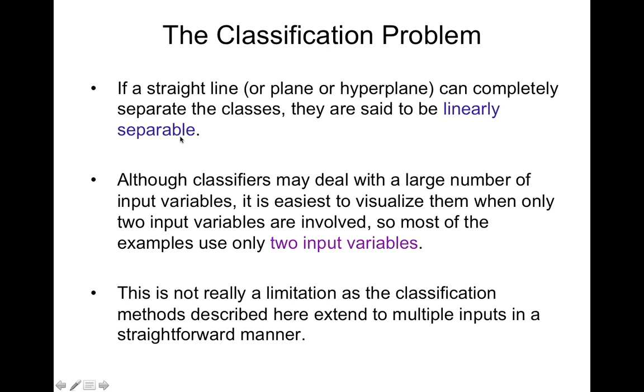If a straight line or plane or hyperplane can completely separate the classes, then they're said to be linearly separable. A plane would be if we had 3 variables. A hyperplane would be if we had more than 3 variables. Now, although classifiers might deal with a large number of input variables, it really is easiest to visualize them when you're only dealing with 2 input variables.